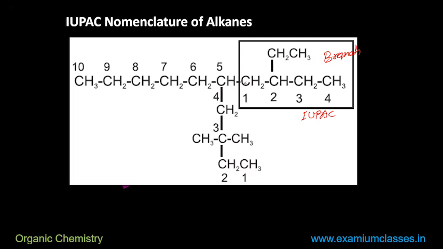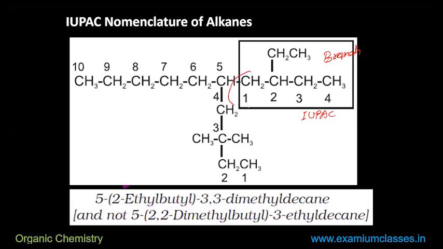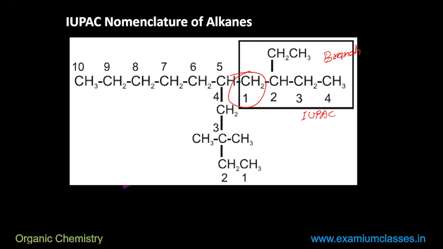The carbon which is attached to the main chain will be given the number 1. After that, I will find the longest chain. So this is the longest chain, butyl, because it is a branch, butyl, not butane. On second carbon, I have ethyl. So I will write 2-ethyl butyl. On which carbon is it? It is on fifth carbon, so it will be 5. Then in parenthesis, 2-ethyl butyl.